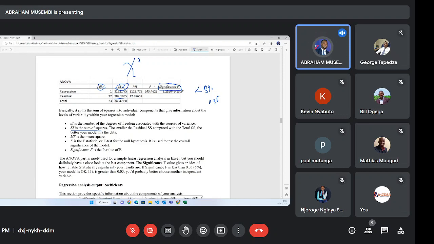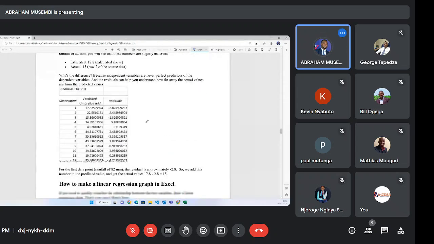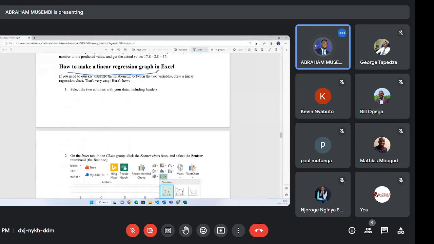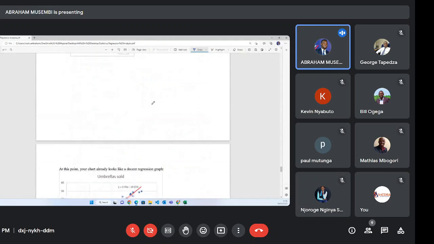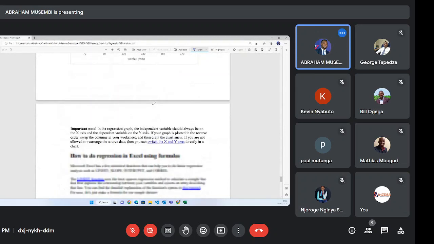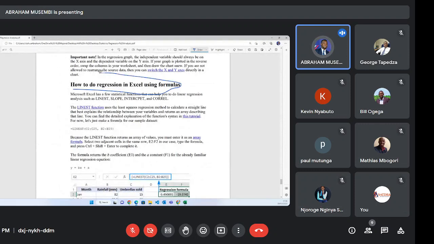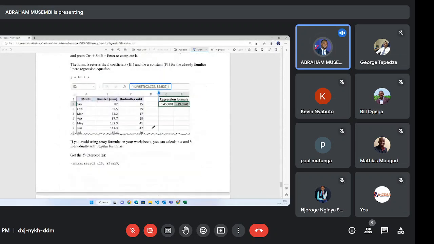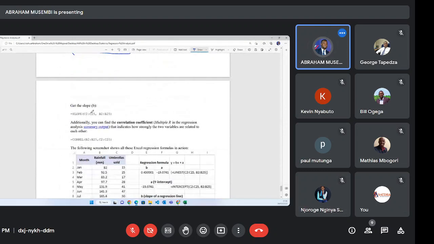We'll go into depth tomorrow. And then also from tomorrow we will use the regression analysis formulas, the inbuilt functions in Excel, to calculate the intercept, and also to calculate the slope.